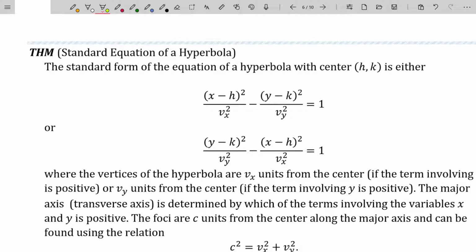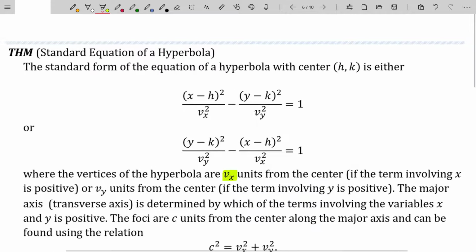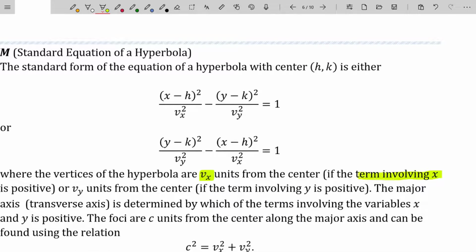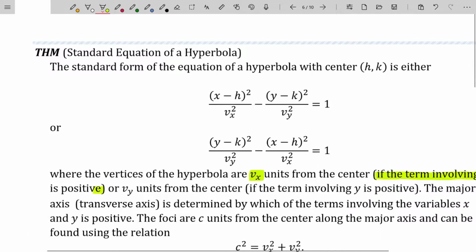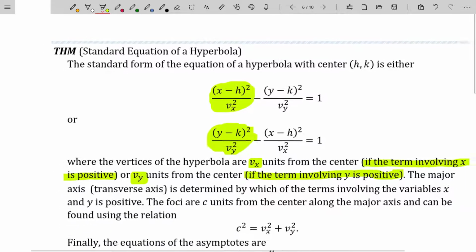The vertices of the hyperbola are v sub x units from the center if the term involving x is positive. So in other words, this term right here, if that term is positive, then the vertex is v sub x units from the center. If on the other hand, the y term is the positive term, then the vertex is located v sub y units from the center. Again, that's if y is positive.